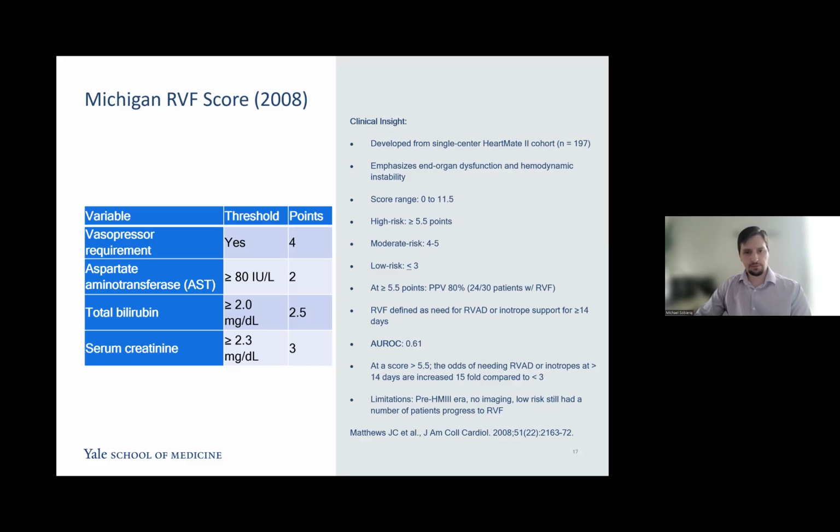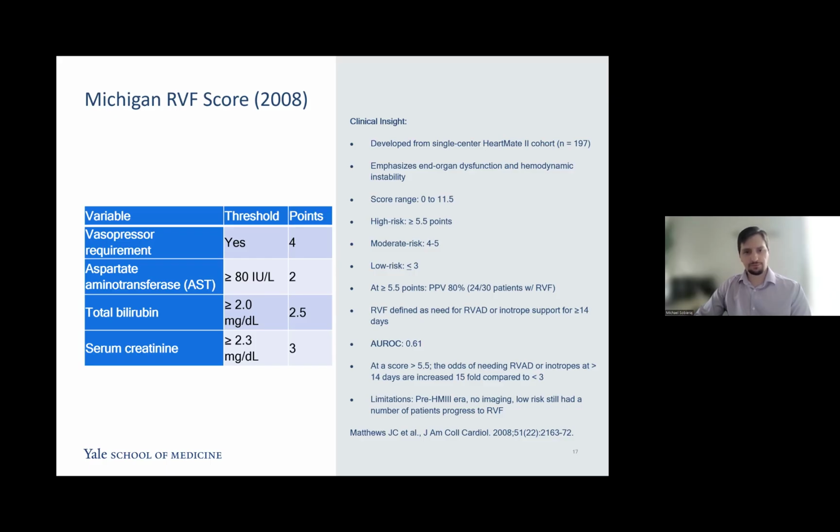They assigned different point schemes based on their retrospective analysis of how they've determined the variables to be weighted, and basically came up with a risk stratification showing that, most importantly, greater than 5.5 points actually had a positive predictive value of 80%.